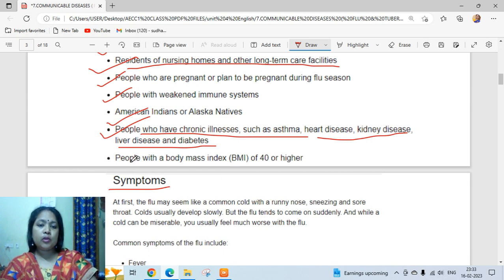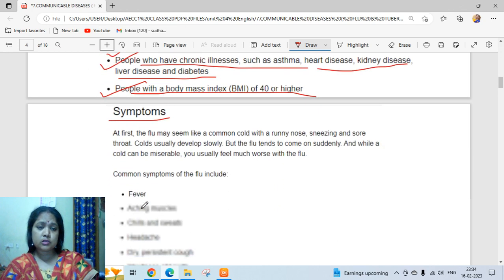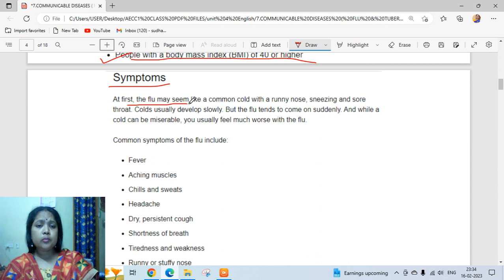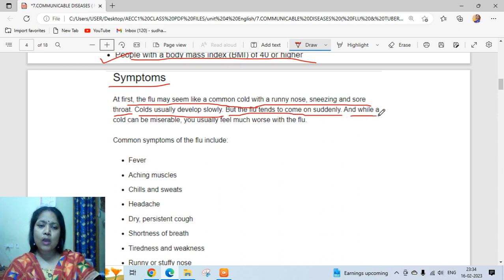So people with a body mass index of 40 or higher also have a risk of infection by flu or influenza. So what are the symptoms? Now let us see. At first, the flu may seem like a common cold, with a runny nose, sneezing and sore throat. Colds usually develop slowly, but the flu tends to come on suddenly. And while a cold can be miserable, you usually feel much worse with the flu.